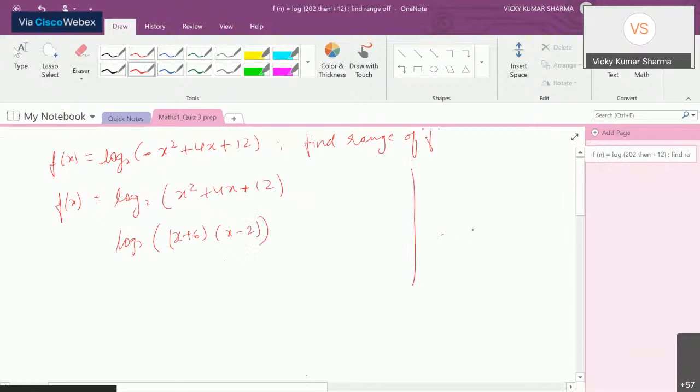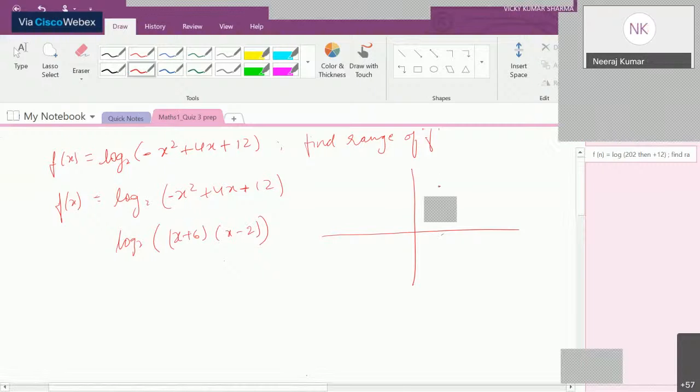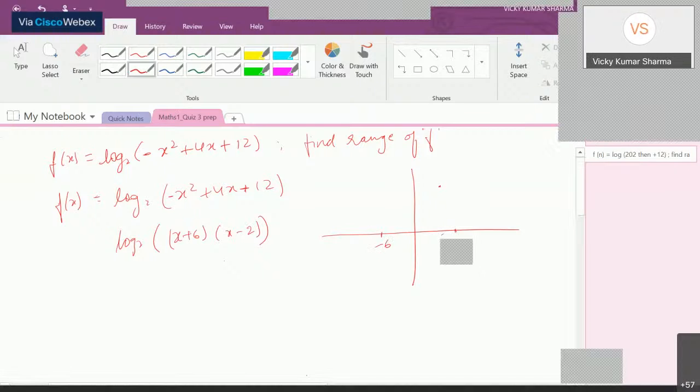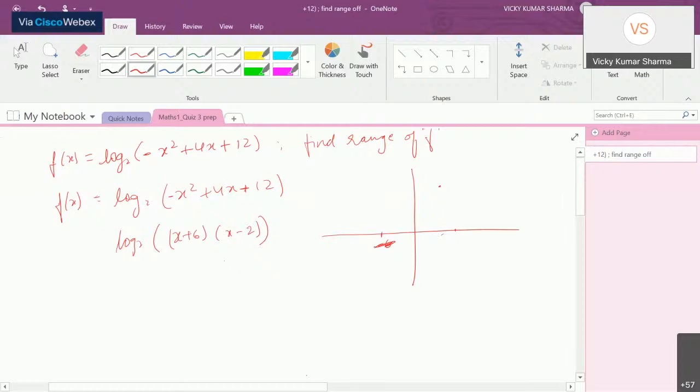Now how will the quadratic equation look for this? It will be a downward parabola with the roots at minus 6 and plus 2. So minus 6 is somewhere here. Let's say this is minus 6 and plus 2. This is not to the mark, one minute. This is minus 6 and this is plus 2.